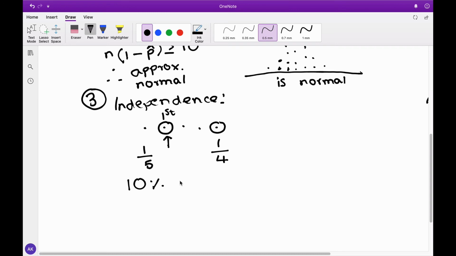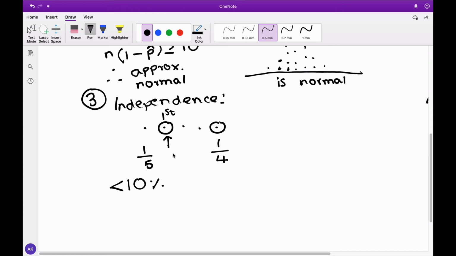And what that is, if you're surveying from less than 10% of the population, then it's okay to do it without replacement.